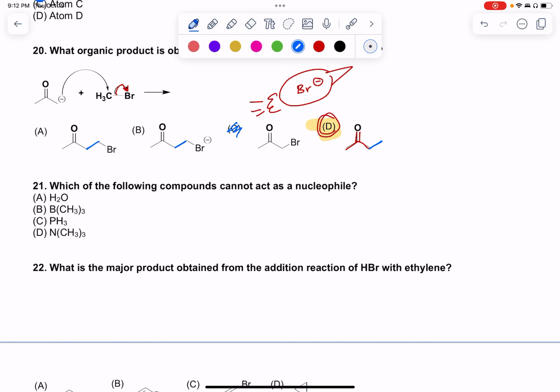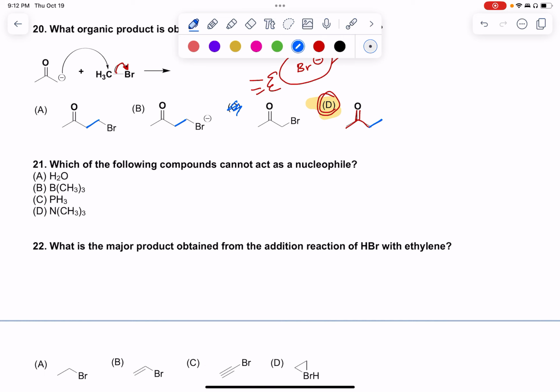Which of the following compounds cannot act as a nucleophile? This one is just knowing that boron's unhappy. Boron only has 3 valence electrons, which means it can bond to 3 things. But it's got this empty orbital, and it wants electrons. So it's always going to want electrons. It'll always be an electrophile. It'll never, ever act as a nucleophile.